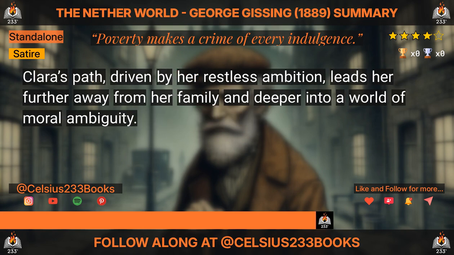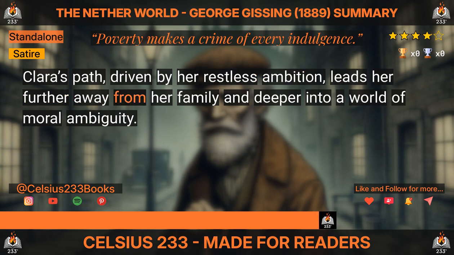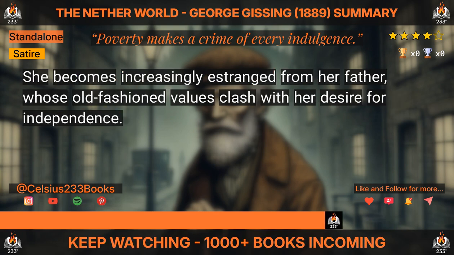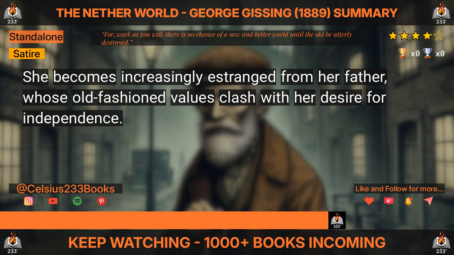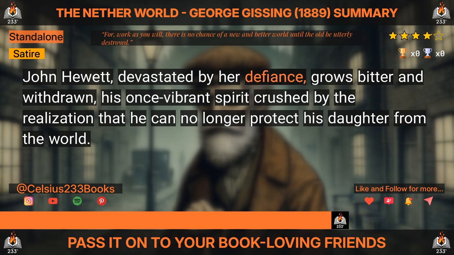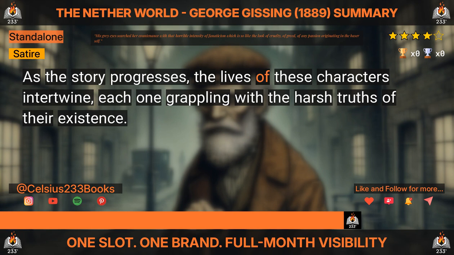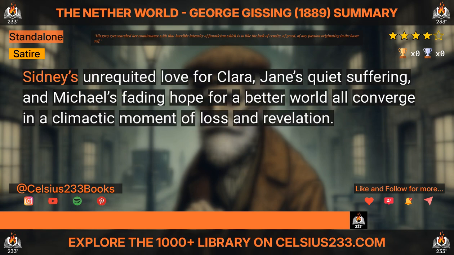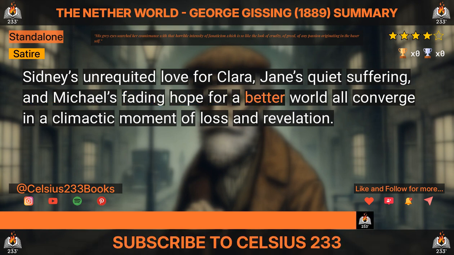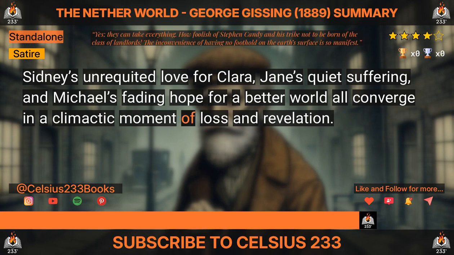Clara's path, driven by her restless ambition, leads her further away from her family and deeper into a world of moral ambiguity. She becomes increasingly estranged from her father, whose old-fashioned values clash with her desire for independence. John Hewitt, devastated by her defiance, grows bitter and withdrawn, his once vibrant spirit crushed by the realization that he can no longer protect his daughter from the world. As the story progresses, the lives of these characters intertwine, each one grappling with the harsh truths of their existence. Sidney's unrequited love for Clara, Jane's quiet suffering, and Michael's fading hope for a better world all converge in a climactic moment of loss and revelation.